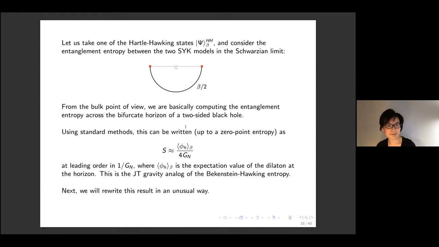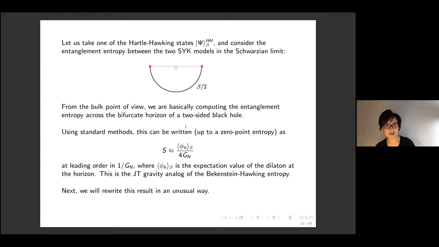So starting from this theory, suppose we take one of these Hartle-Hawking states, and we're going to compute the entanglement entropy between the two SYK models in the Schwarzian holographic limit. So this cartoon is supposed to represent my setup, where these SYK models are the red dots. We're interested in the state you set up by doing the Euclidean path integral on this black arc. And we want to find the entanglement entropy between the SYK models in the limit that there is also a bulk description that lives on this dotted line. From the bulk point of view, this state we set up can be thought of as the t equals zero slice of one of these eternal black holes. And we're basically computing the entanglement entropy across the horizon.